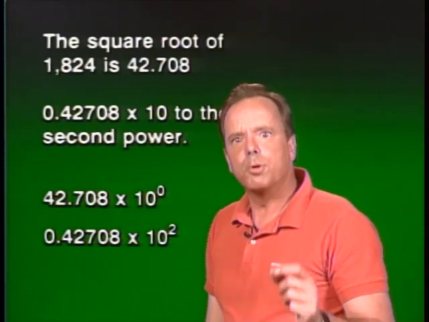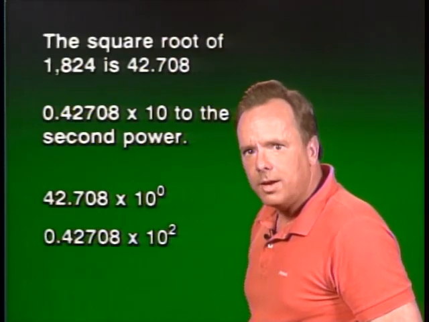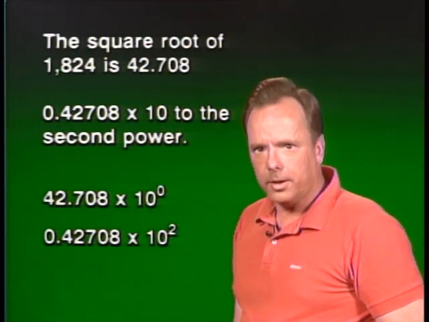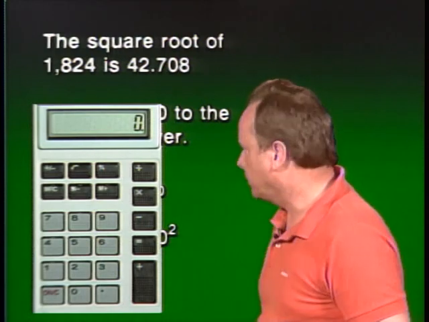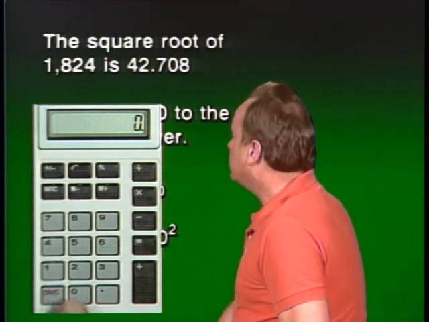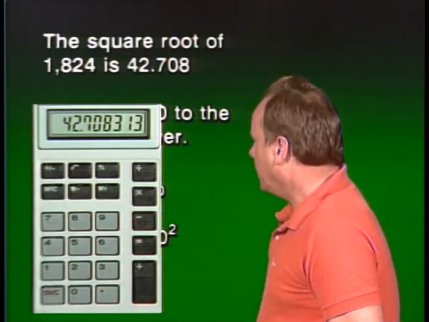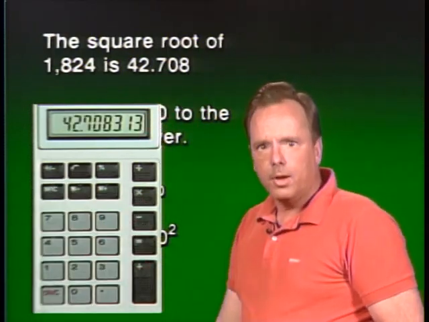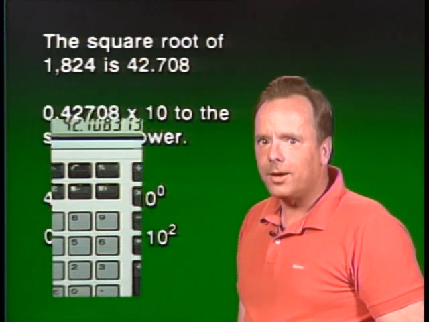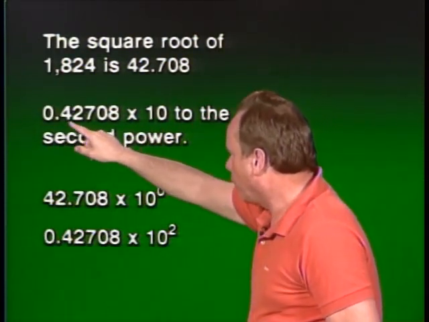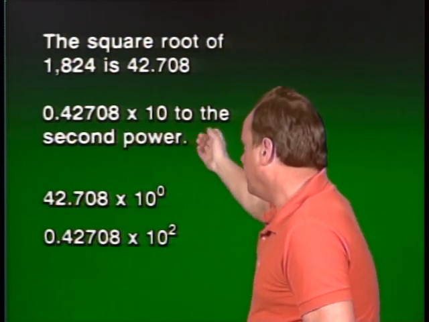All right, let's take a look at another example. They're going to say, all right, super mechanic, what is the square root of 1824? Well, the square root of 1824 is another one of those calculator problems. So let's you and I whip out the trusty old calculator. We'll punch in 1824, and then you hit the square root button, and you get 42.708. All right, now let's pull away the calculator and see what the rest of this question is. It's also equal to 0.42708 times 10 to the second power.